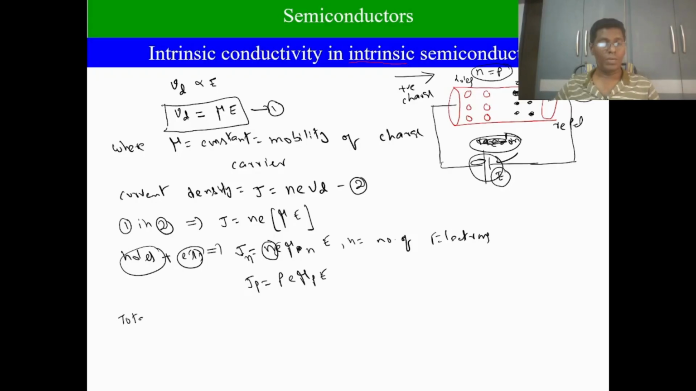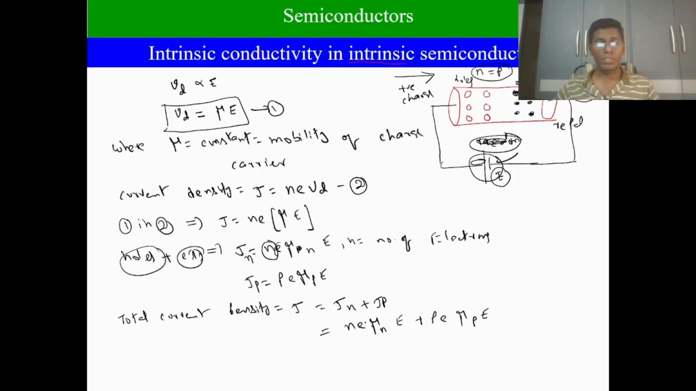I am writing the equation for the total current density. J is equal to, I am summing, Jn plus Jp. What is Jn? From the above equation, Jn is n e mu n into capital E, plus in the place of Jp I am writing p e mu p into capital E.